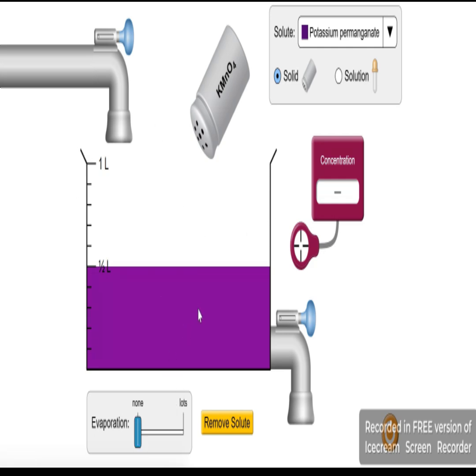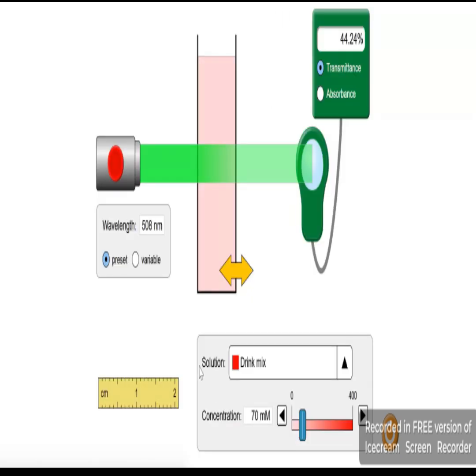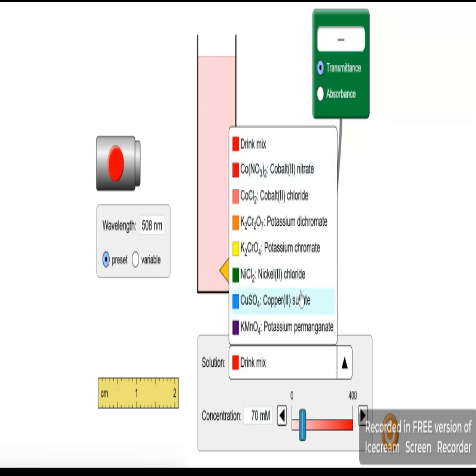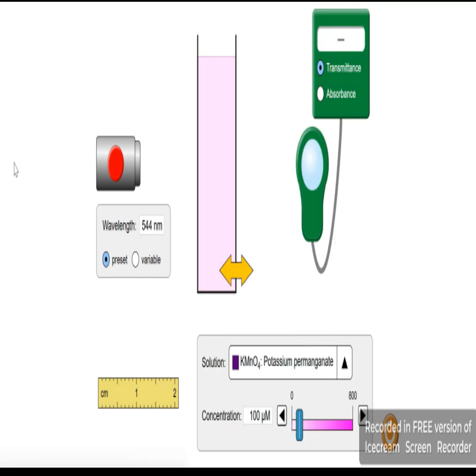Now let's see its behavior in the presence of light. So first we will select the solution of KMnO4. Now first, this is the light source. This is the sample cell or the cuvette where we place our solution, and this is the detector which detects the absorbance of light or the transmitted light.